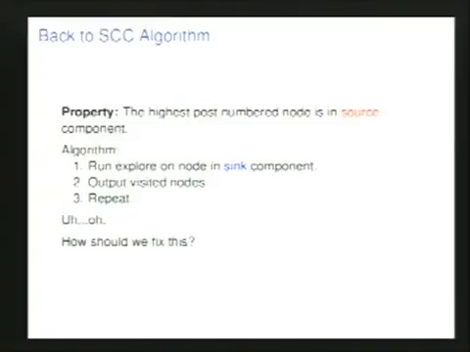What's the problem here? I gave you an algorithm to find the node in the source component, but my algorithm for strongly connected components was to run explore on the sink components. Okay, so what do I do? Any ideas? He said the lowest post-order. No, that doesn't work.